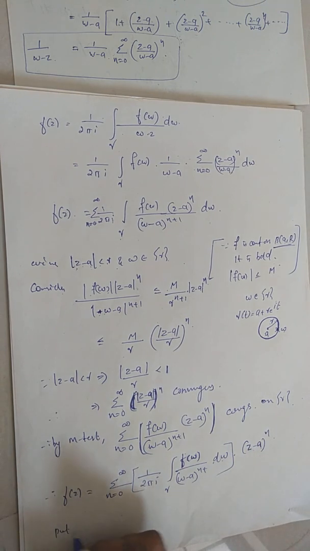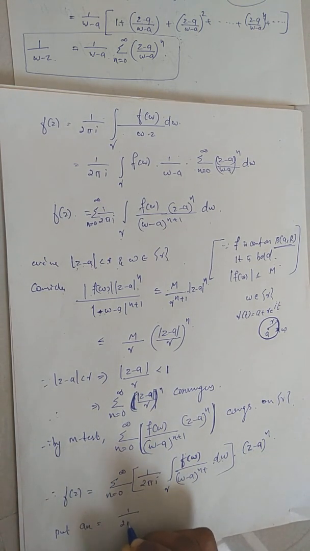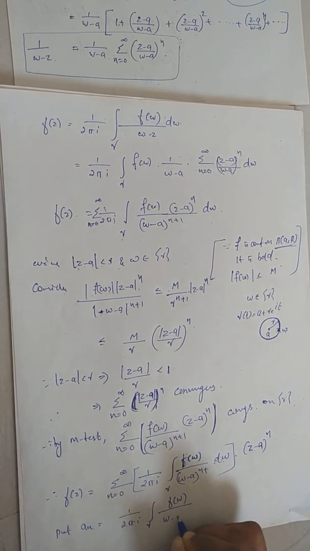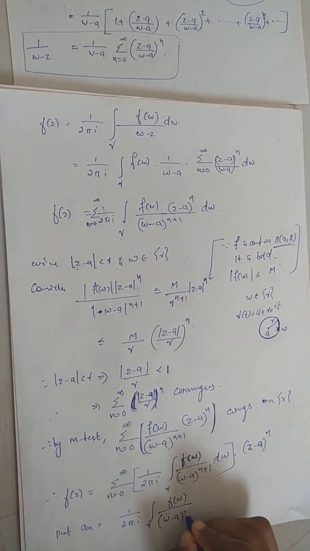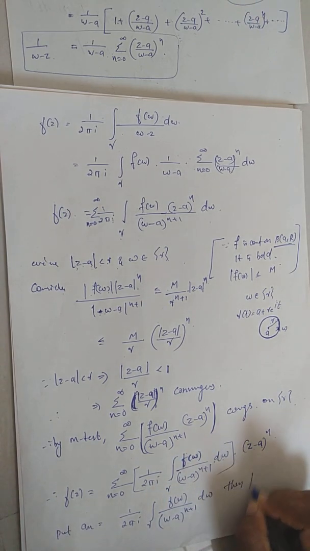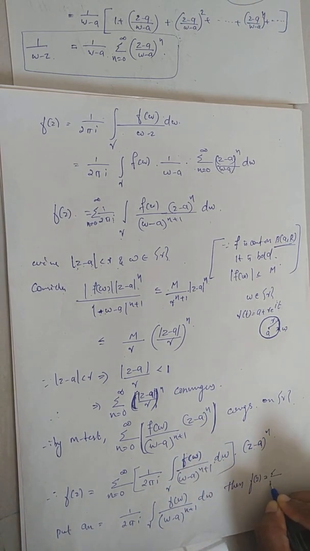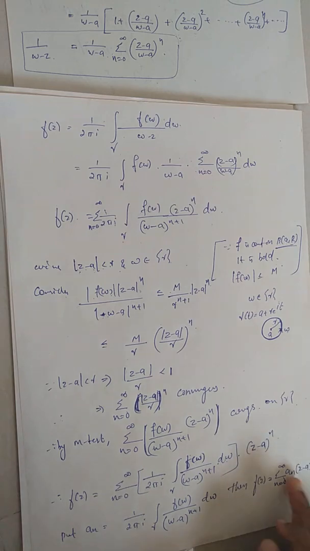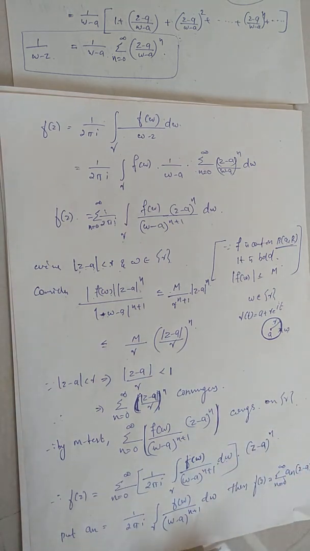Put a_n = 1/(2πi) ∫ over γ of f(w) / (w − a)^(n+1) dw, then f(z) is nothing but Σ from n=0 to ∞ of a_n (z − a)^n. That means f(z) has a power series expansion of the form a_n (z − a)^n. Now we want to prove that this a_n has the representation a_n = 1/n! times the nth derivative of f at a.